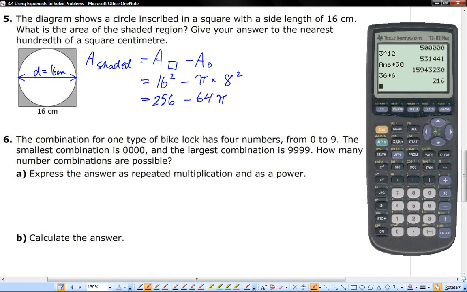The rest I'm going to do on my calculator, and 256 minus 64 pi is equal to 54.94 centimeters squared. Now, if on that type of question you're getting a different answer from what you have in the back of the book, then I would suggest using 3.14, because the textbook may use that as opposed to the pi button on your calculator.